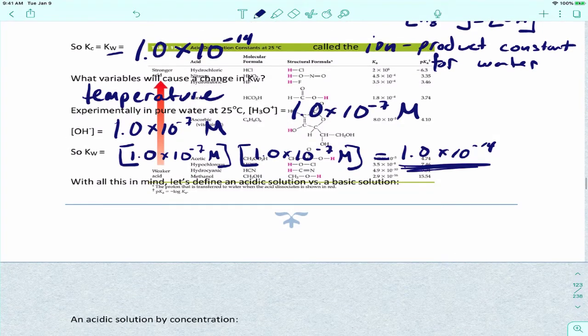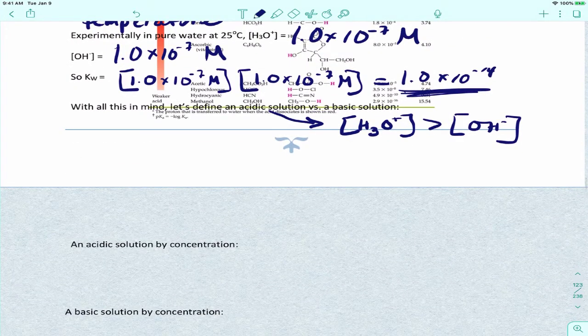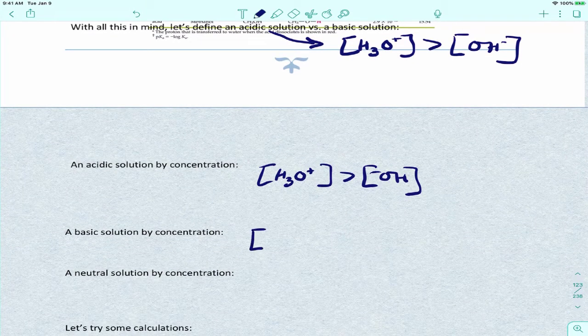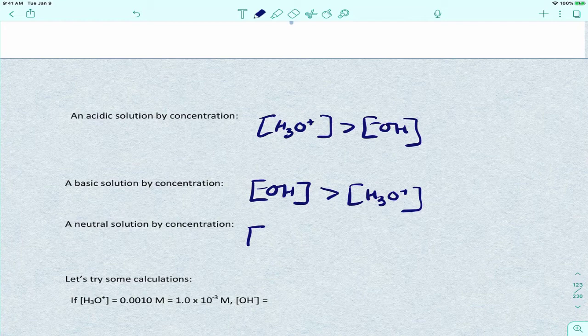Now, keep in mind that an acidic solution means that the concentration of H3O plus is going to be greater than the concentration of OH minus. So that's the acidic solution. A basic solution means that the concentration of OH minus is going to be greater than the concentration of H3O plus. And if it's neutral, then both concentrations will be equal to each other. So the concentration of OH minus is going to be equal to the concentration of H3O plus.